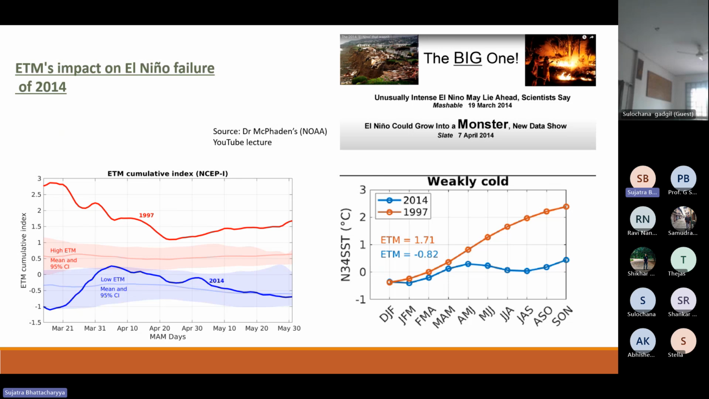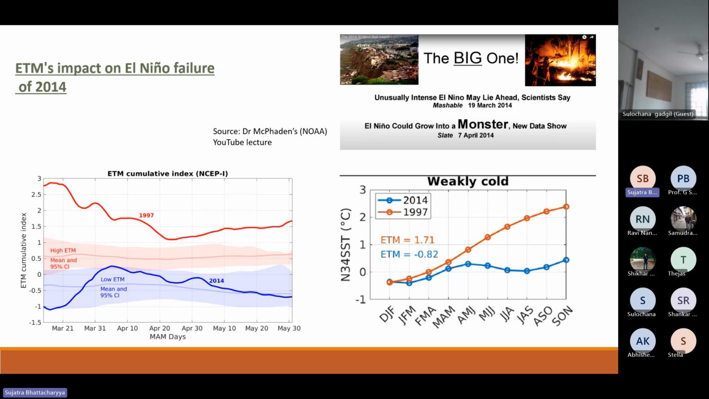Okay, now only 2 slides. So what is the impact of ETM on the transition of ENSO from winter to summer? Let me talk to you about 2014. Now 2014 was a very interesting year because there was a lot of news, a lot of speculation that a big El Niño is coming. All the climate models in the world were showing that a big El Niño is about to come in 2014.